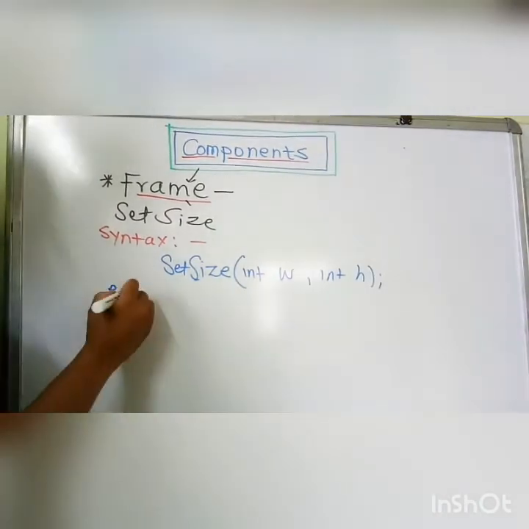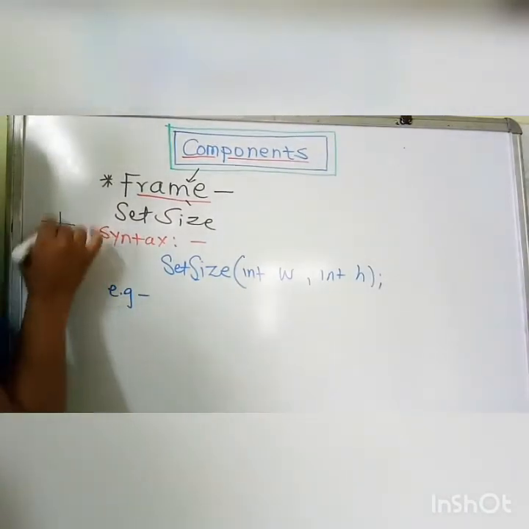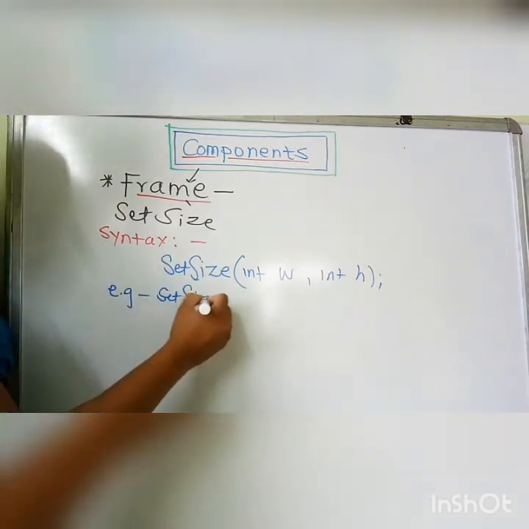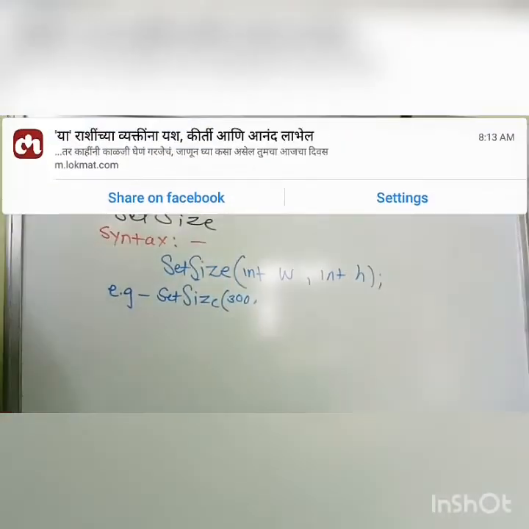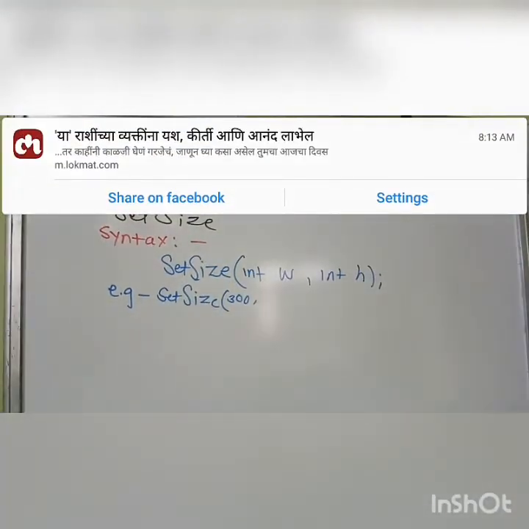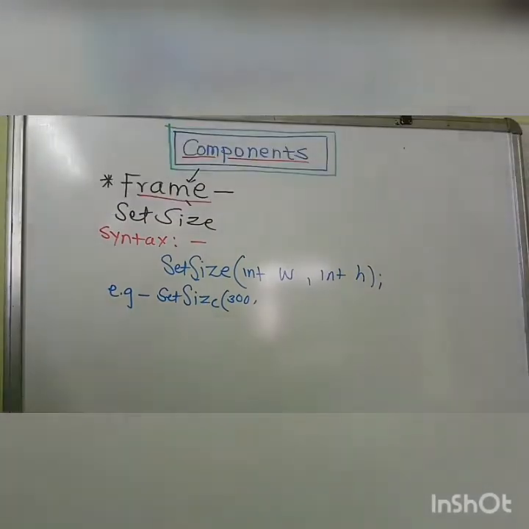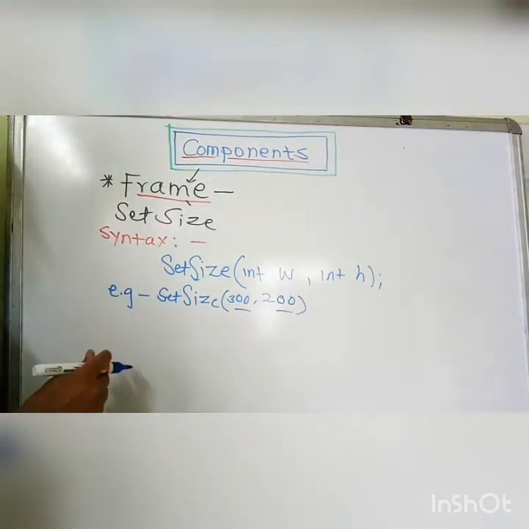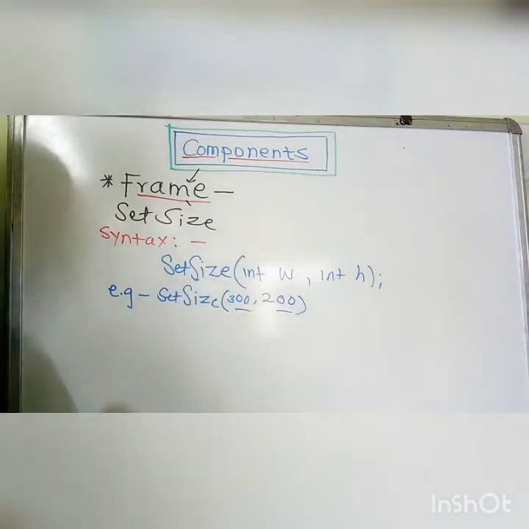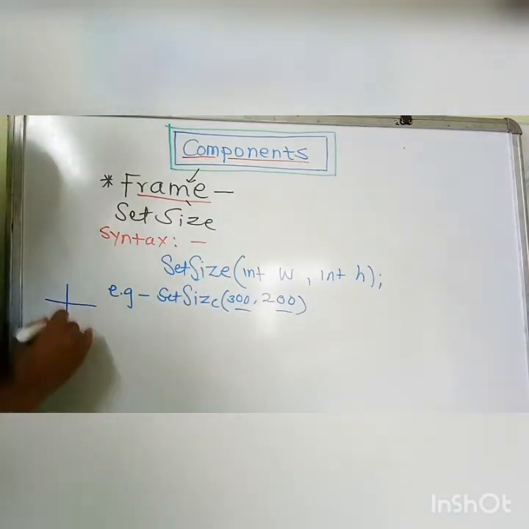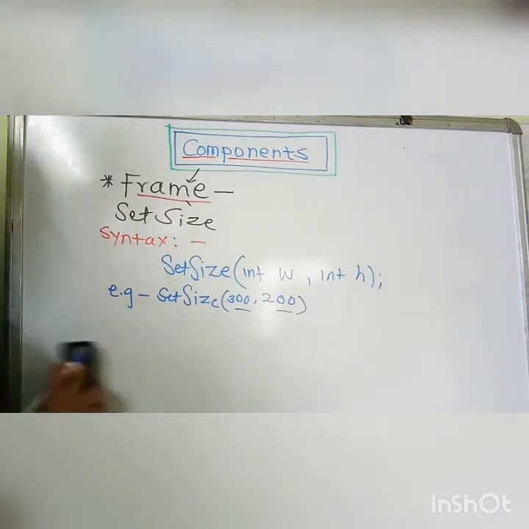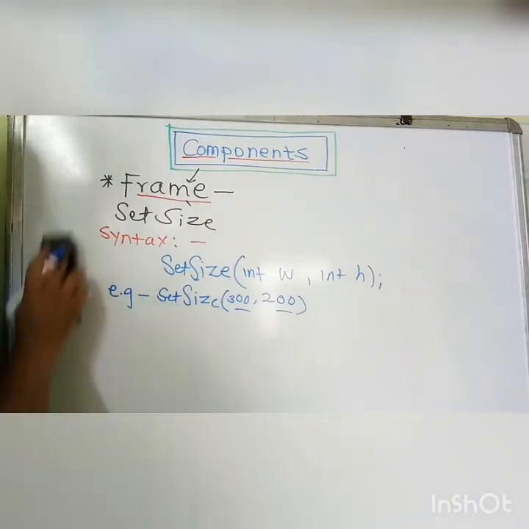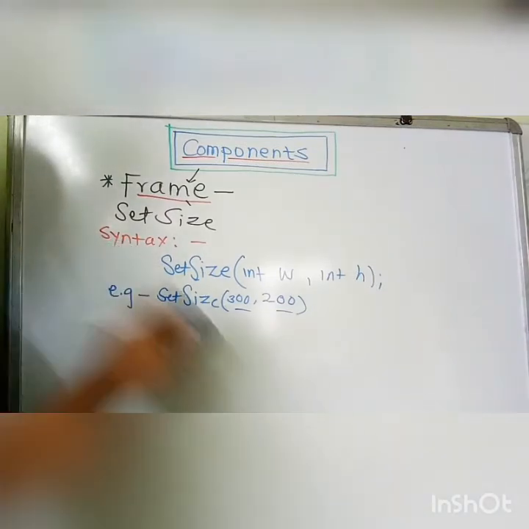For example, you have to create a 300 by 200 frame. Then you have to give such parameters like setSize(300, 200). You have to provide them in the parameter part, 300, 200, or whatever you want to design for these parameters. Then the size will be 300 long, 200 wide. Instead of displaying it on the whole screen, it will be displayed on some part of the screen, which will look better.